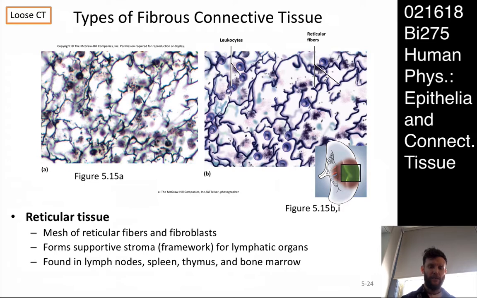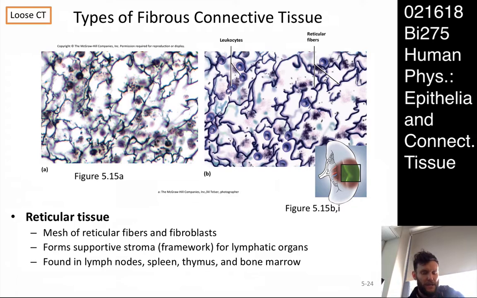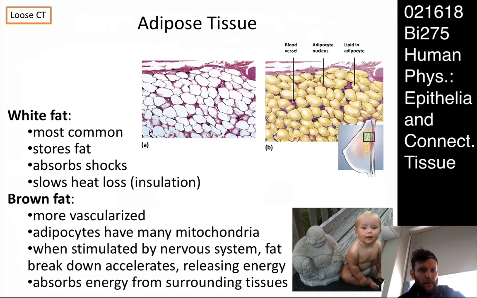All right, reticular tissue, not too much to say here beyond what I said about reticular fibers. Reticular tissue is made up of reticular fibers, forms the capsule, or the word is stroma, actually, for various lymphatic organs, other organs. That just means the body of the organ, not just the capsule, but the body of it. All right, I don't want to get hung up on that.